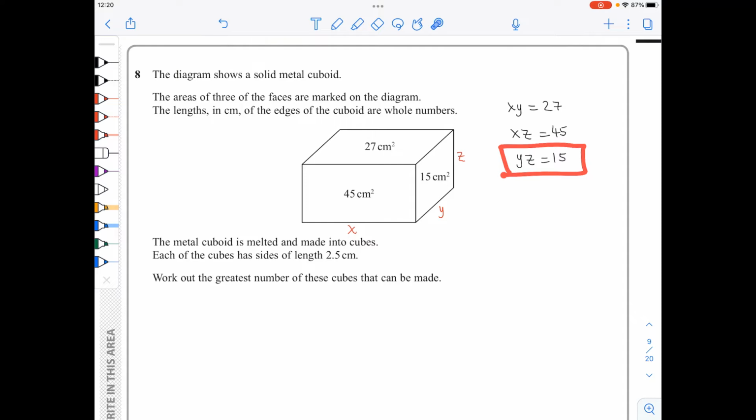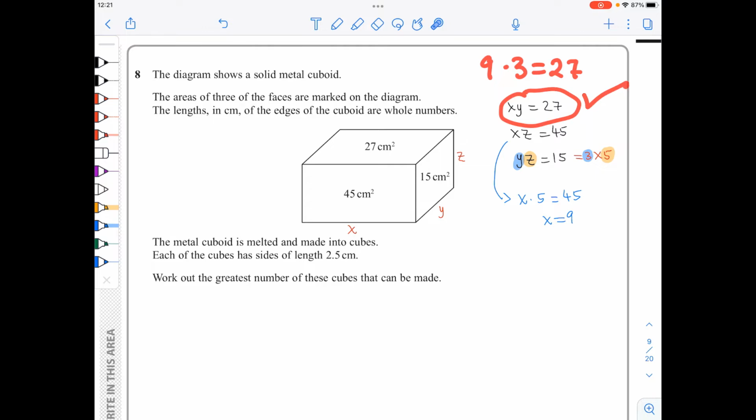Now, if I take into account the fact that the edges are whole numbers, it makes sense to start with this last equation here, because 15 is either 1 times 15 or 3 times 5. So if I bet my money on 3 times 5, which means that I've put y to be 3 and z to be 5, let's see whether things work out. It means that in xz, I will be seeing x times 5 is 45, which gives me x to be 9. And I can easily confirm here, if I put x to be 9 and y to be 3, 9 times 3 is 27. So I'm ticking the first equation as well. So this means that x is indeed 9, y is 3, and z is 5.